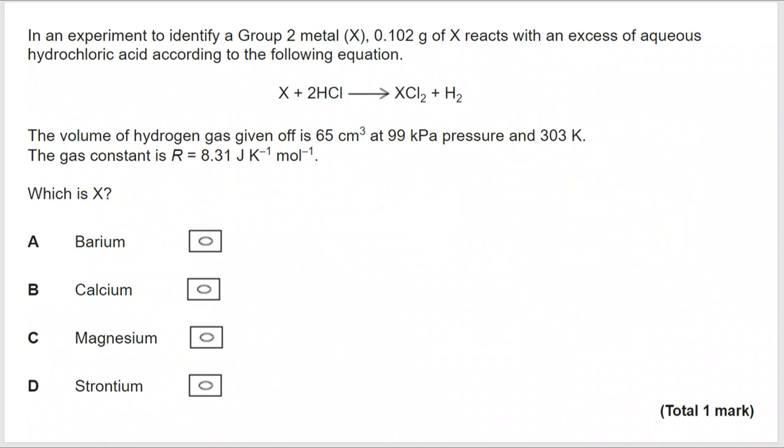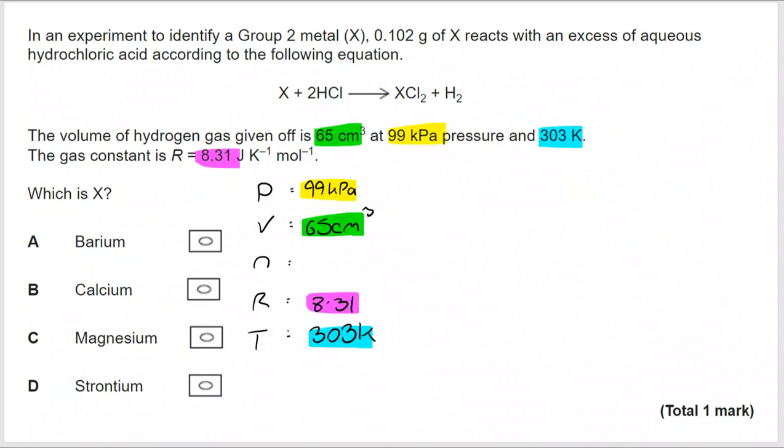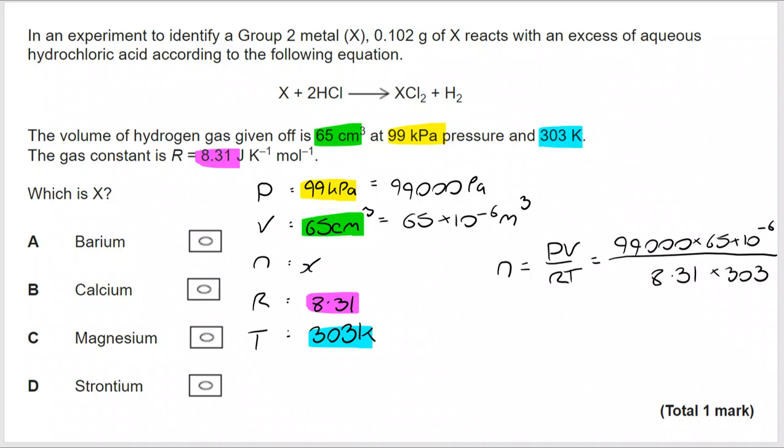And this is an ideal gas equation question. So I've taken all of the figures there, my pressure, my volume, my R and my temperature. And the next thing I'm going to do is convert them into the right units. So pressure must go into pascals, volume must go into metres cubed. Temperature is already in Kelvin. And with all of them, I can rearrange PV equals nRT to find n.